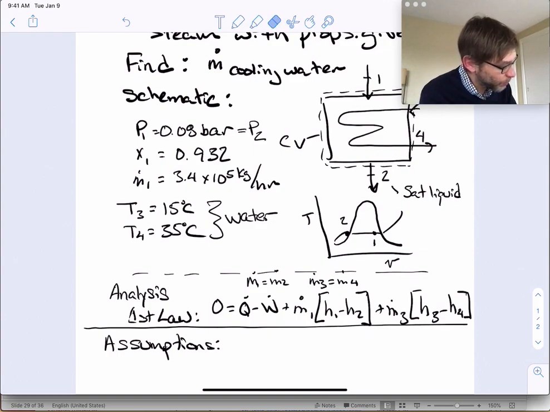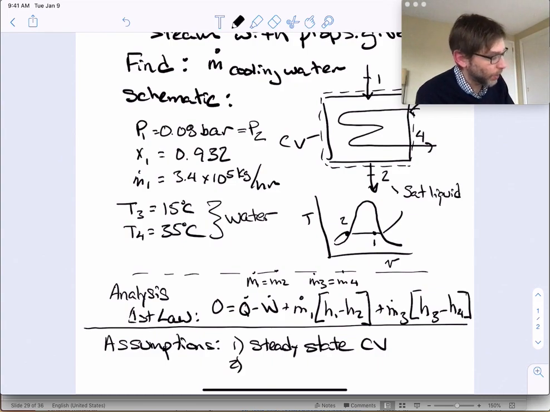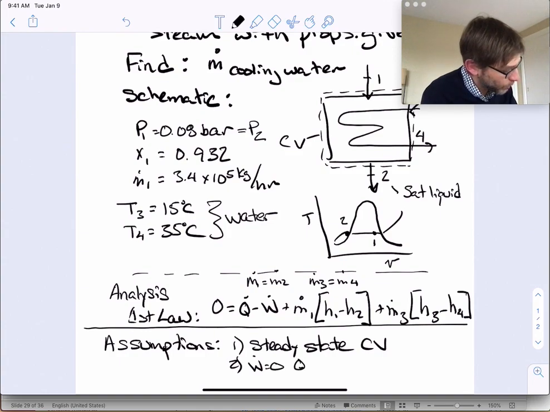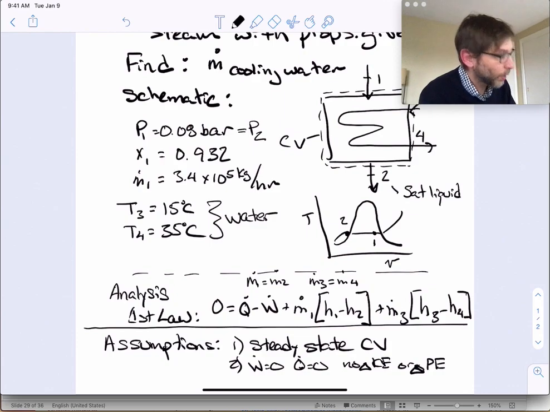Okay, so one assumption is that we have a steady state control volume. Two, we're assuming no work, W equals 0. It's adiabatic, Q equals 0. No delta KE or delta PE. Okay, we don't have any of those things. And then we're also assuming here at the very bottom that h is equal to h_f.